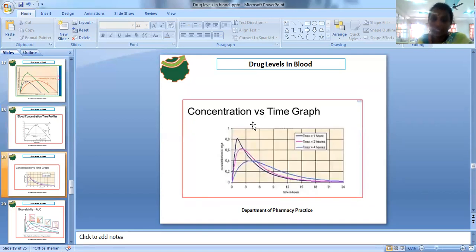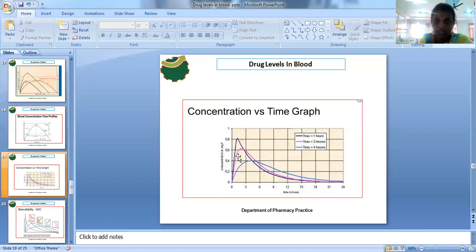And here is the concentration versus time graph. Apart from the concentration, the time spent by the drug is also very important. Here the dark blue color indicates the Tmax at 1 hour, whereas the pink color graph shows the Tmax at 2 hours, and the light blue color shows the Tmax at 4 hours. How can you indicate the Tmax with respect to the time interval? It is shown here, and this representation is the Tmax.